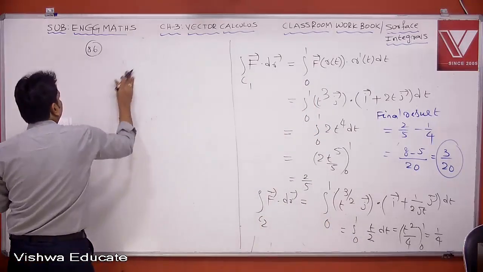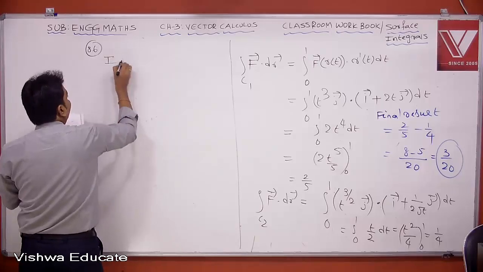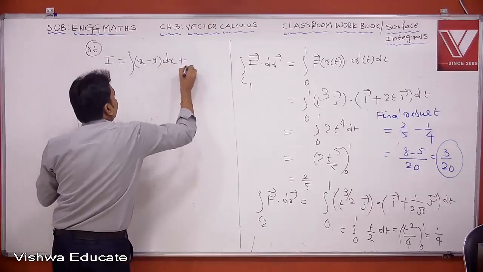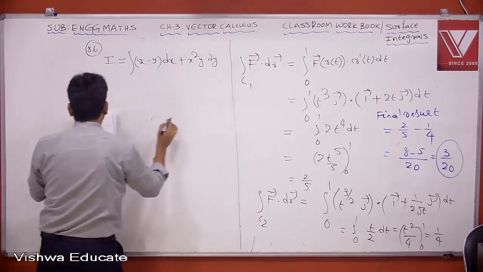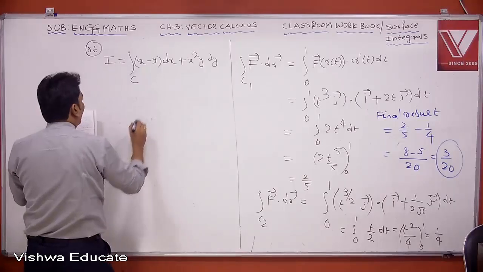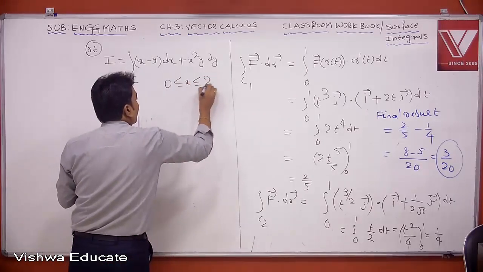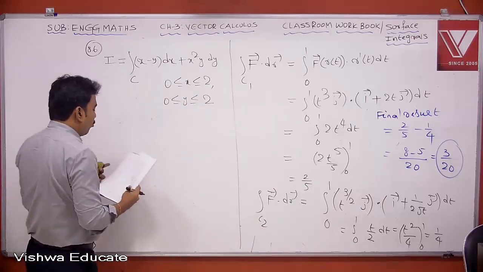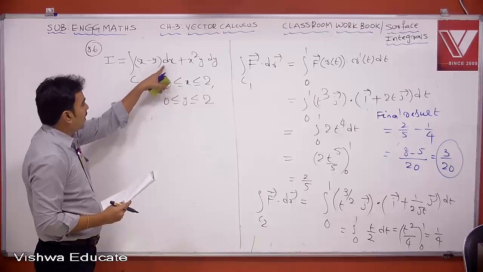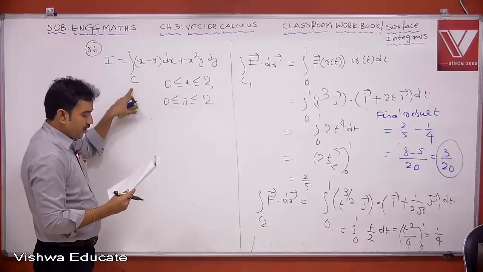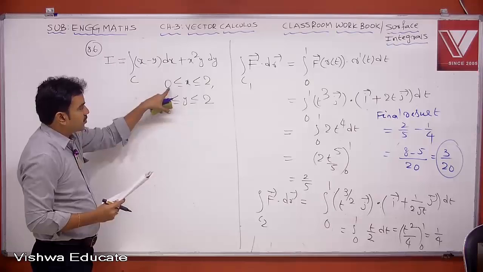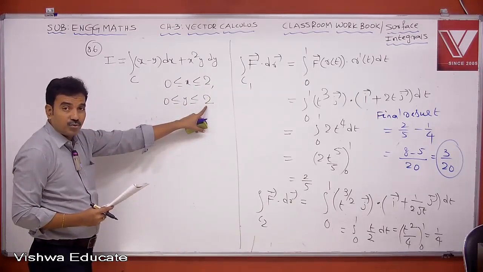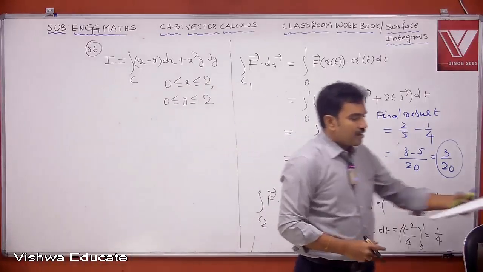Number 86. The value of the integral I equal to integral of (x minus y) dx plus x square y dy over C, where C is the boundary of the square 0 less than or equal to x less than or equal to 2, 0 less than or equal to y less than or equal to 2. We need to find this line integral over C, where C is the boundary of the square. X limits are 0 to 2, length is 2. Y limits are 0 to 2, breadth is 2. So it's a square.